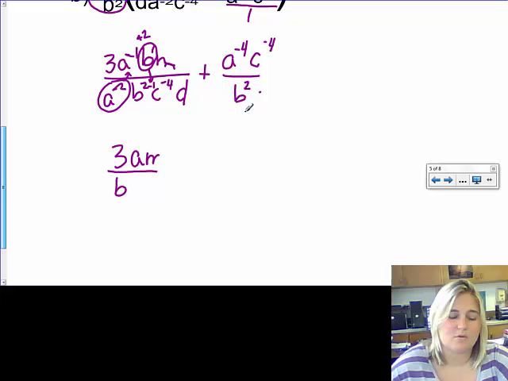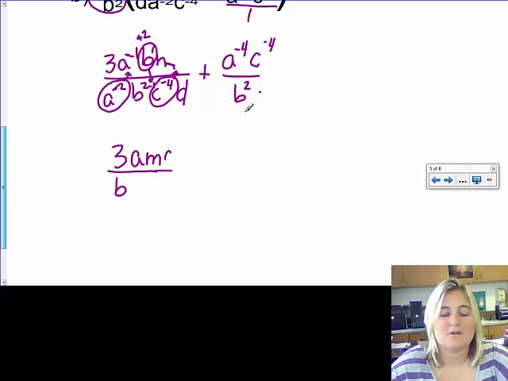I have a c to the negative fourth, which I need to make positive, and I will by moving it up. Make my fraction bar a little bigger here. So I will have c, instead of a negative 4, it becomes a positive 4 when I move it across the fraction bar. And my d doesn't change.